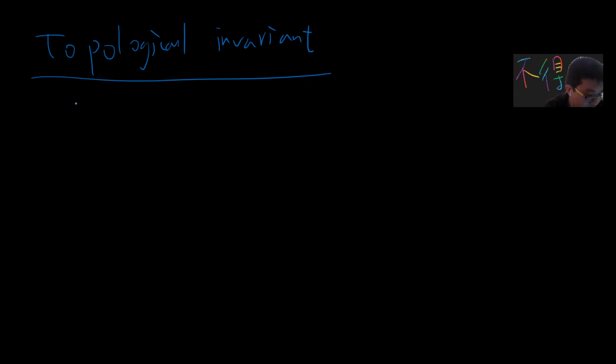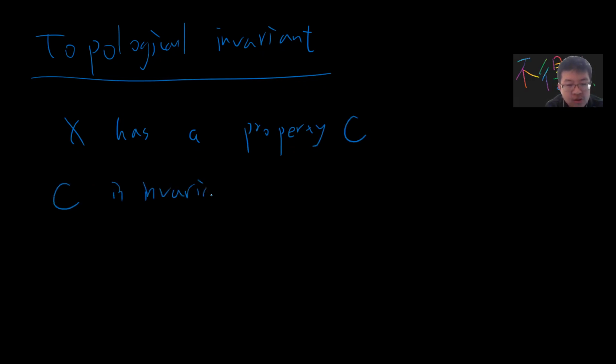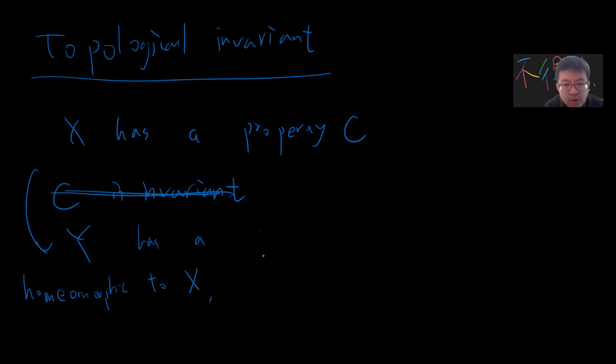Basically, what I'm saying is that X has a property, say C, and C is an invariant. So if there's a Y which is homeomorphic to X, then Y should have the same property C. For example, if X is connected, then Y should be the same. This is what should be preserved under homeomorphism.